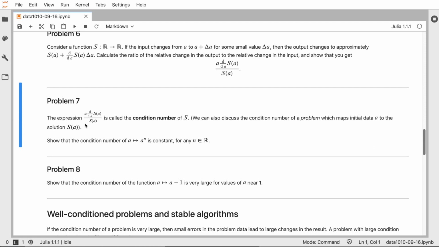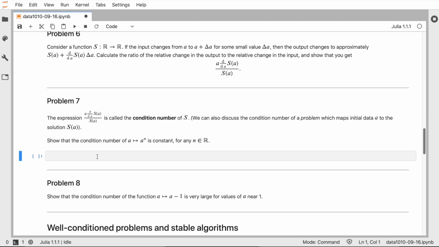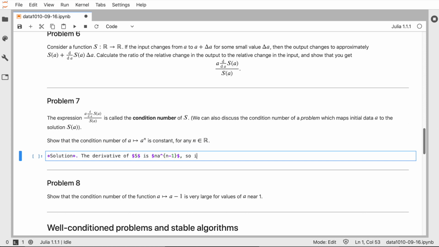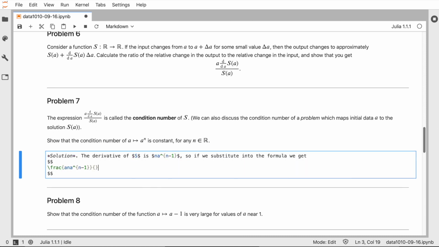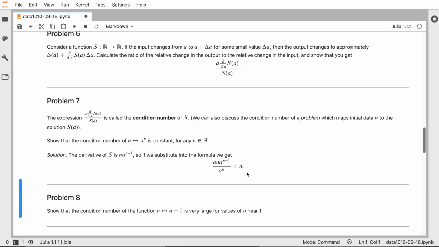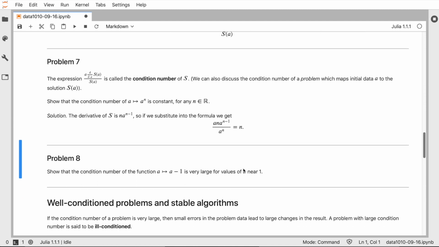So for example, the condition number of the function that maps the input to its nth power is actually constant. So the condition number is n. So if n is large, then the condition number is quite large. That means a small relative change in input is getting multiplied by this large number n. But it's not that crazy. Even if n is like 10, you're only multiplying your errors by 10. It's not blowing up to some arbitrarily large number.